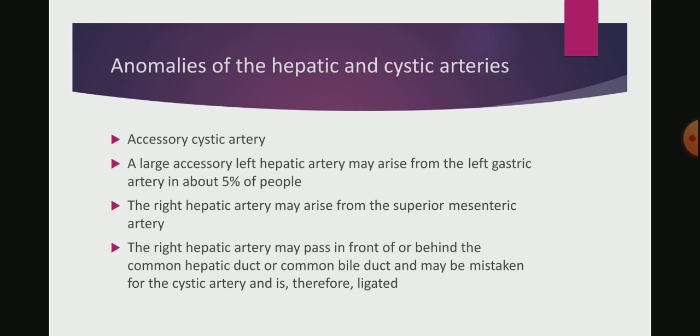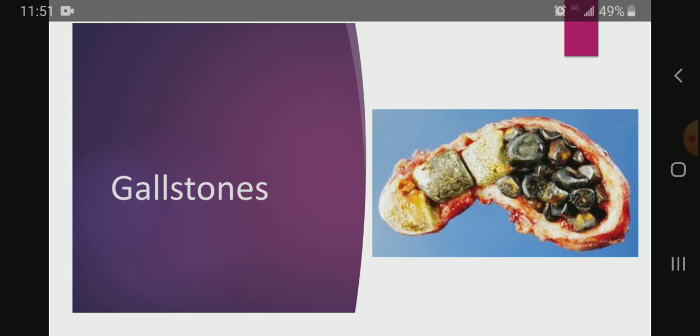Anomalies of the hepatic and cystic arteries. Accessory cystic arteries, more than one artery. A large accessory left hepatic artery may arise from the left gastric artery in about 5% of people. The right hepatic artery may arise from the superior mesenteric artery, and the right hepatic artery may pass in front of or behind the common hepatic duct or common bile duct and may be mistaken for the cystic artery and can be ligated easily.